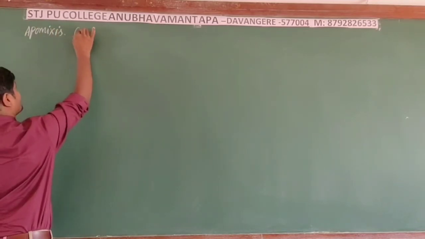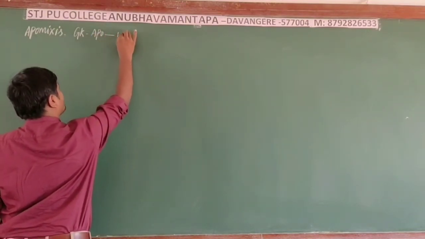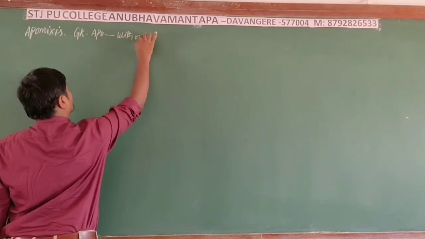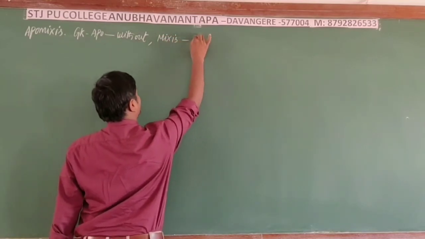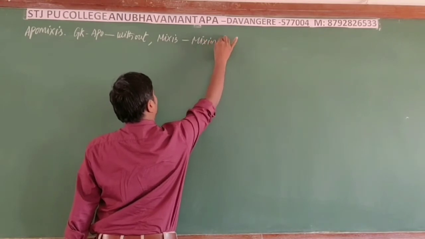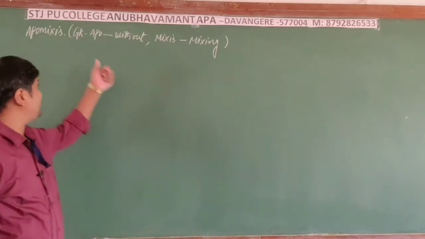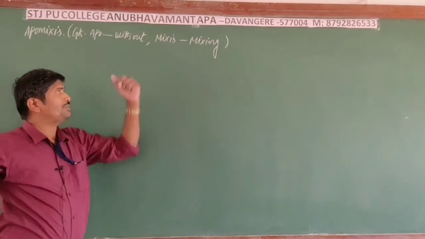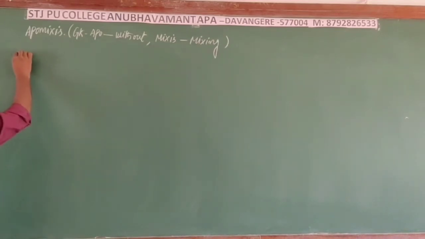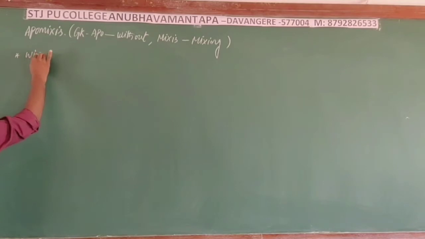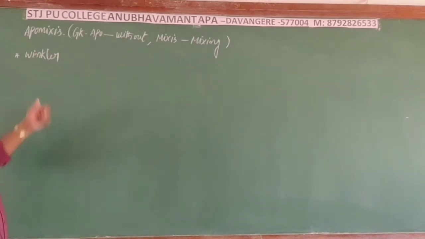In the Greek language, apo means without, mixis means mixing or marriage. That is the meaning here: apo means without, mixis means mixing or marriage. The term apomixis was introduced by Winkler.